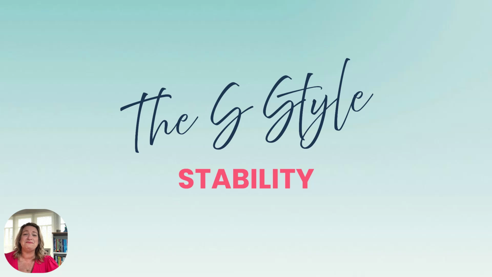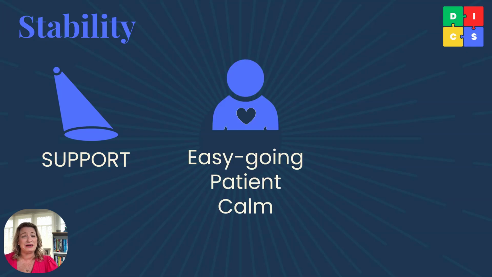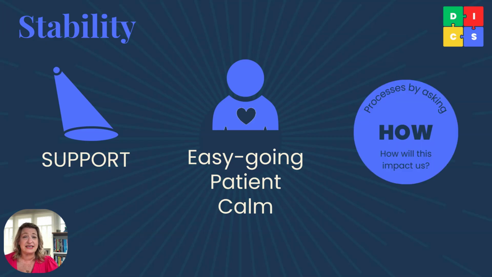Our S style, which is stability, they're focused on support. They tend to stand back, observe, and listen, and they will delay acting until they feel comfortable to get started. They're easygoing, patient, and appear very calm. They're sharers, they'll encourage others, and they are exceptional listeners. They process things by thinking about how. They're focused on comfort and they seek steps to take and think about how does this impact people? How can I support somebody else?